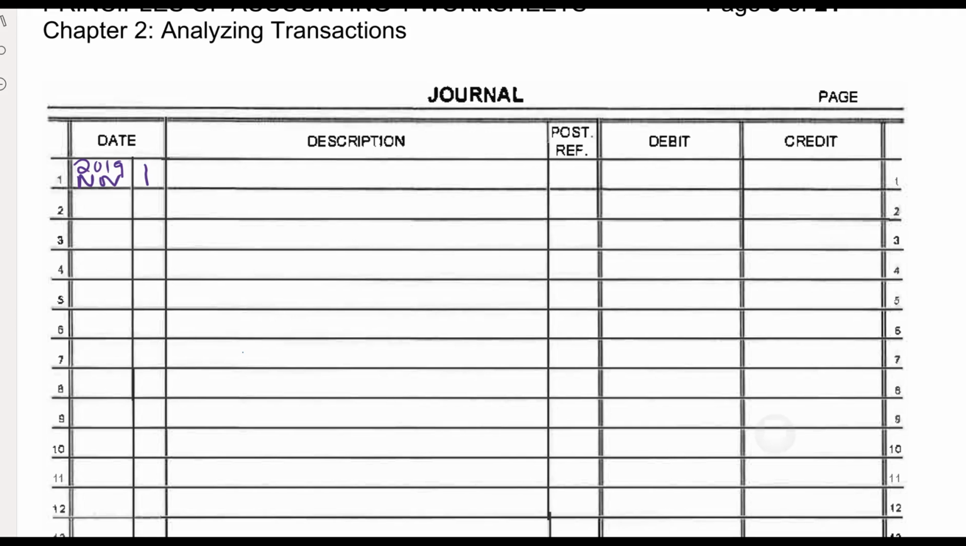So in the first entry, we said that he had put cash in, and that was a capital contribution. So we're going to debit cash for $25,000. Remember not to put change on there. And this column here, don't worry about for now. And then we're going to credit Chris Clark Capital for the same amount.